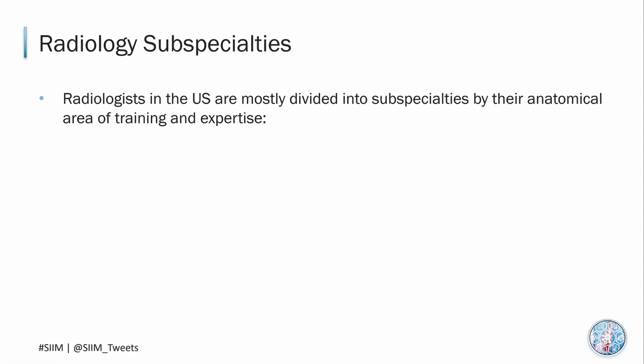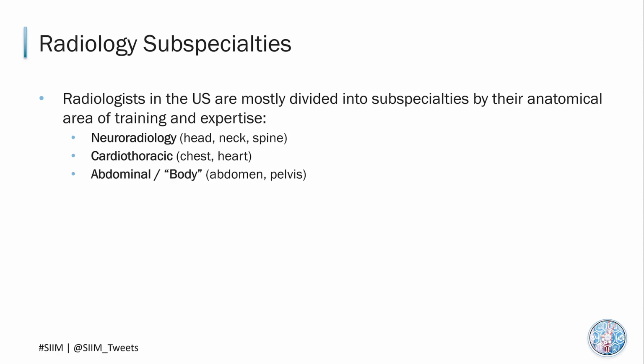Within the US, radiologists are mostly divided into subspecialties by their anatomical area of training and expertise. So neuroradiologists are trained to evaluate the head, neck, and spine. Cardiothoracic radiologists evaluate the chest and the heart. Abdominal or so-called body imagers evaluate the abdomen and pelvis. Musculoskeletal radiologists evaluate the extremities and bones, and mammographers evaluate the breasts.